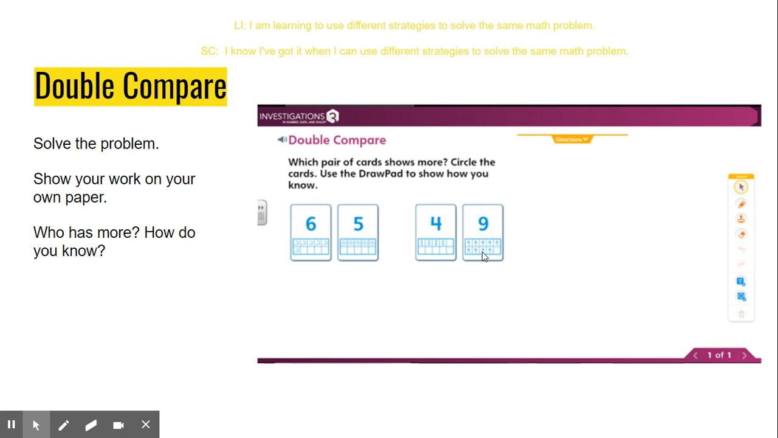Once I have my new totals, then I need to tell who has more. How do you know who has more? Make sure to always show your work.